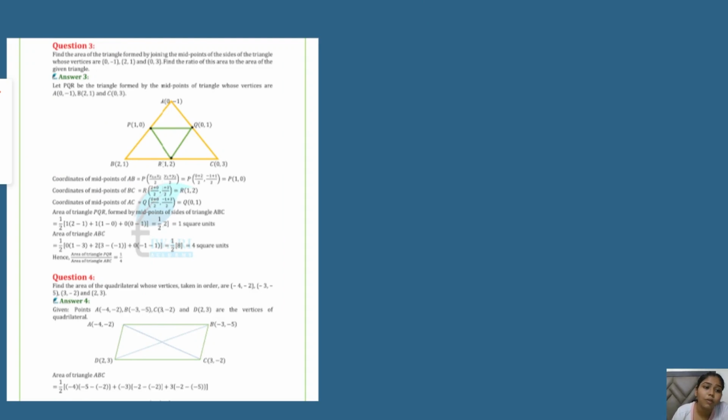The area of the triangle. This is the important one and this is the easiest one too. So find the area of the triangle formed by the midpoints. These are the midpoints, and they form the triangle whose vertices are (0, -1), then (2, 1), and they also have the point (0, 3). These are the midpoints of the triangle. Now find the ratio of this area to the area of the given triangle.